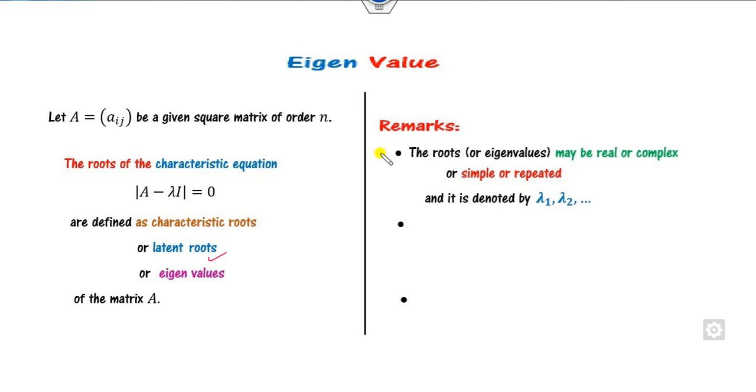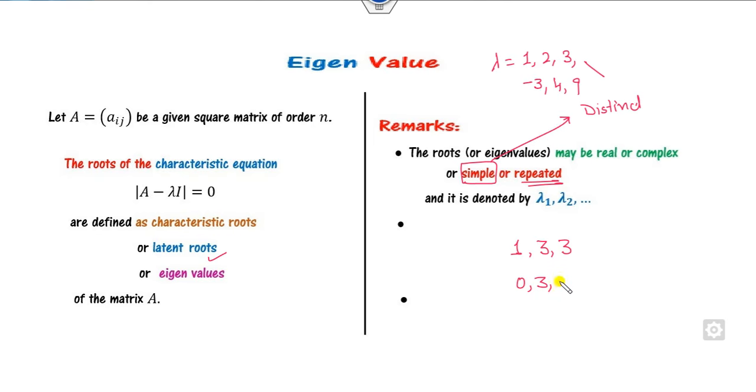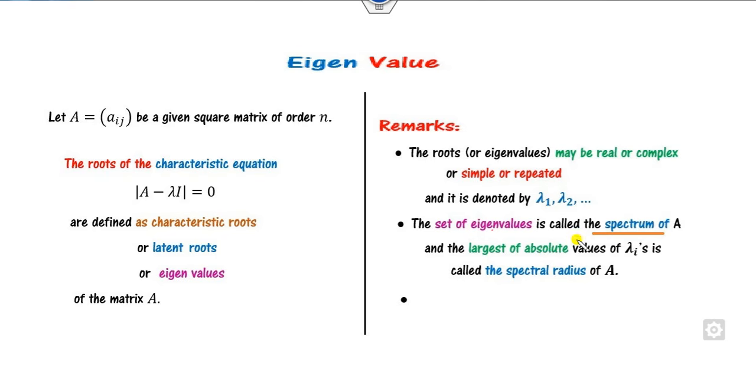First of all, the first remark on eigenvalues can be simple. Simple means if you solve them, they have distinct values, like -3, 4, 9. Or they can be repeated. What is the meaning of repeated? It can be 1, 3, 3, or 0, 3, 1, 3, or it can be 1, 1, 1. Those are repeated. The set of eigenvalues is called the spectrum.